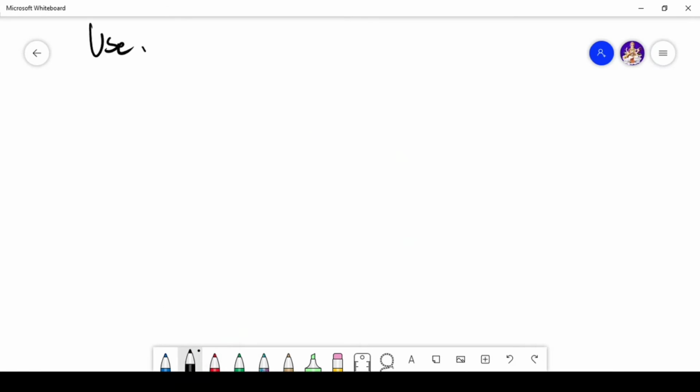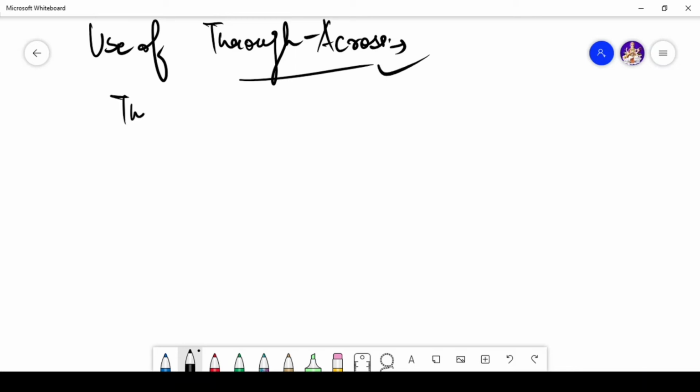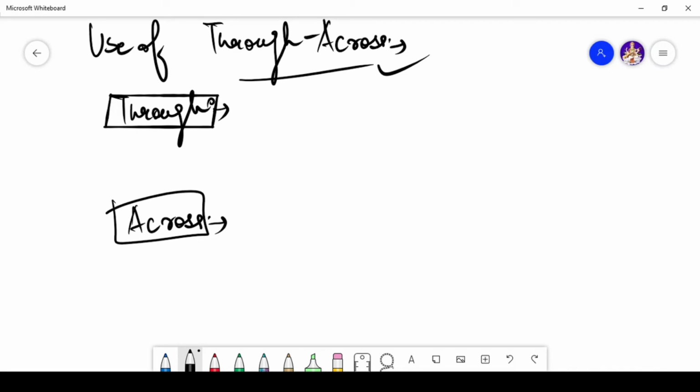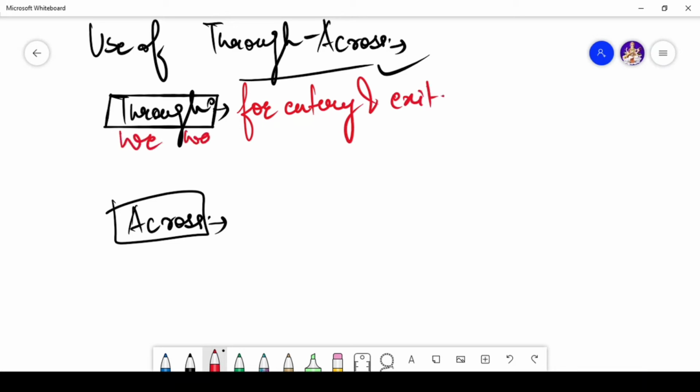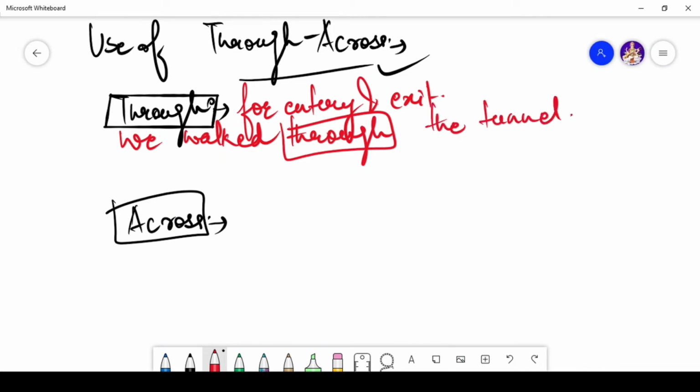Now let's talk about the next use. The next one is the use of through or across. Okay, use of through or across. Now when is through used and when do we use across? Okay, so through is basically used for an entry or an exit. There can be different scenarios, like if you are talking about an entry or an exit, like we walked through the tunnel, here it represents the entry and the exit, right?